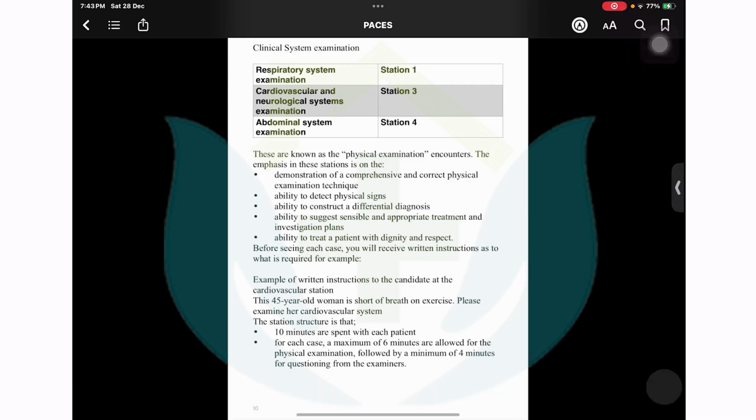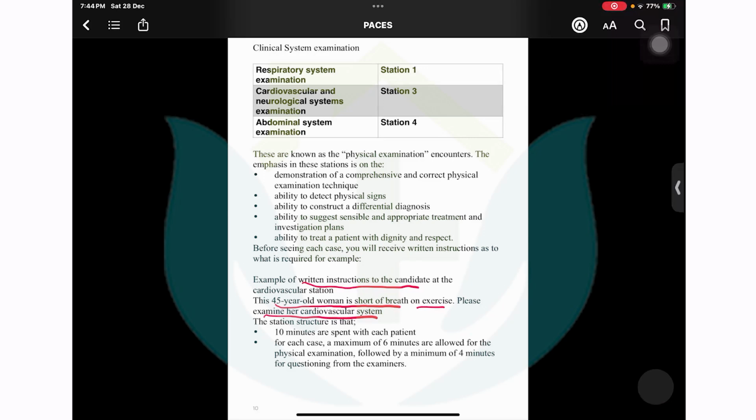Okay. So, for example, there is a case underneath that exam. You can see an example of written instructions. The candidate at the cardiovascular station: this 45-year-old woman is short of breath on exercise. Please examine her cardiovascular system. So all you do is go inside, assess the patient. You might start with the pulse and then end up with the feet, or you start with the feet and end up with the pulse.